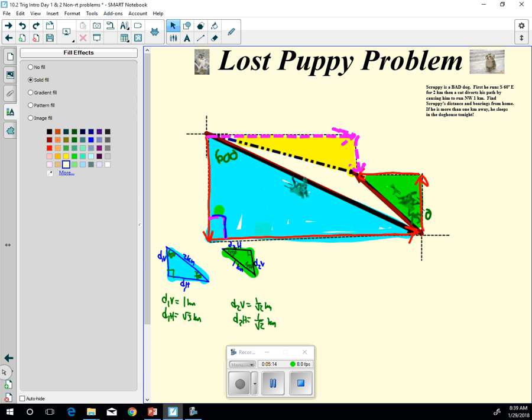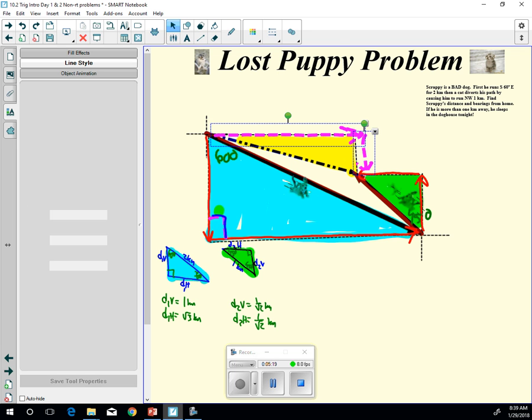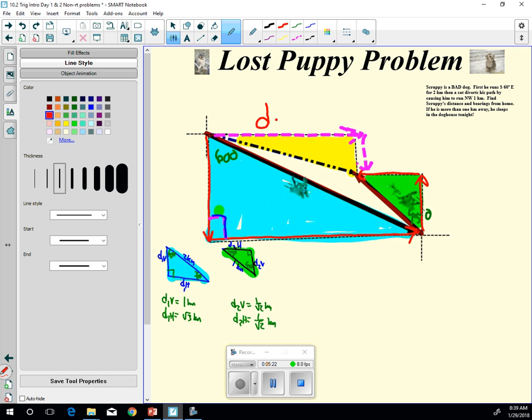All right, so now we're trying to find out how far Scrappy is. How far is he? And so the way we're going to do this is we're going to find the distance horizontal total and the distance vertical total. That's what we're going to find. In other words, distance horizontal total is going to be this one, which was distance 1 horizontal, right? And distance 2 horizontal.